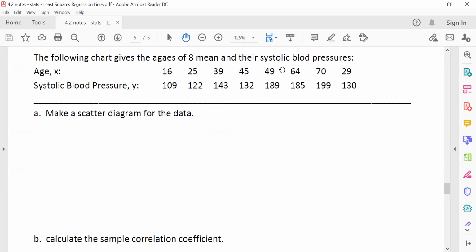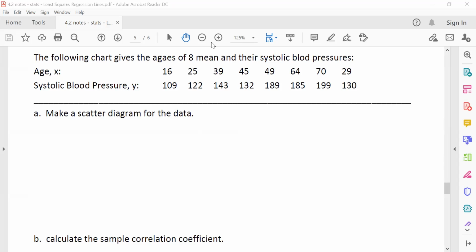So another thing we could do, as another example, we can make predictions about a person's systolic blood pressure based on their age. So this person is 70 and their blood pressure is 199. That's probably not good. I think you need to go to the hospital at that point. But this is just to make a point here.